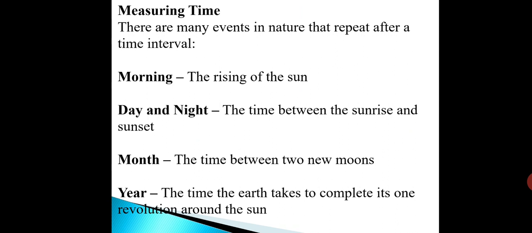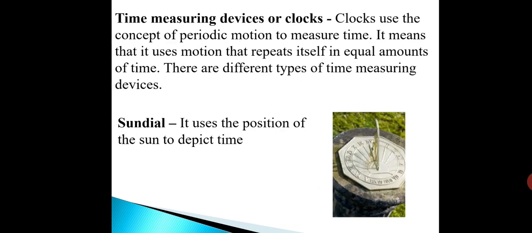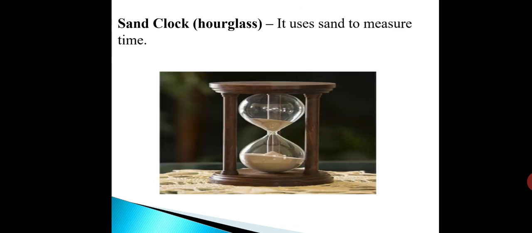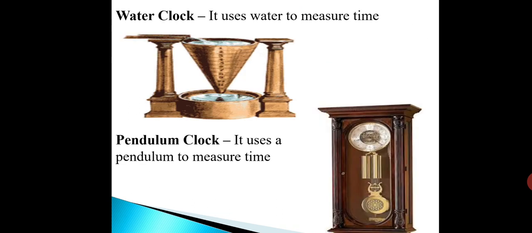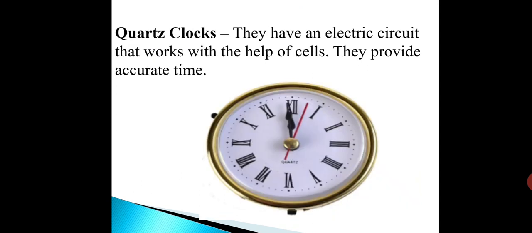Okay. Then measuring time, I gave you, we have different events in nature: morning, day and night, month, year. And there are different devices also, like the sundial, which uses the sun's position; the sand clock, in which we use sand to measure time; the water clock, in which we use water to measure time; the pendulum clock, in which we use a pendulum; and quartz, which is an electric circuit with the help of cells that gives you accurate time.